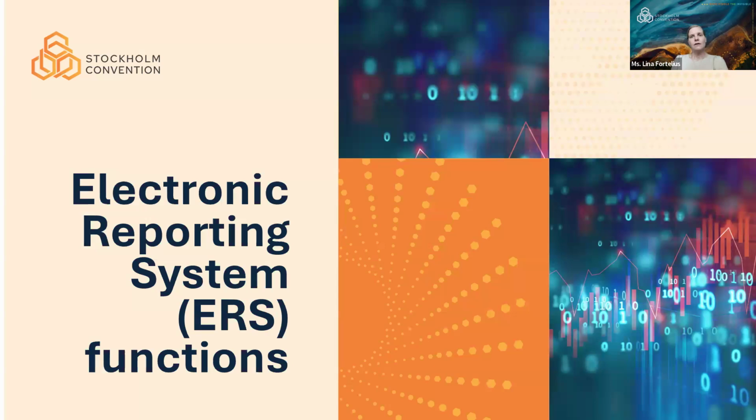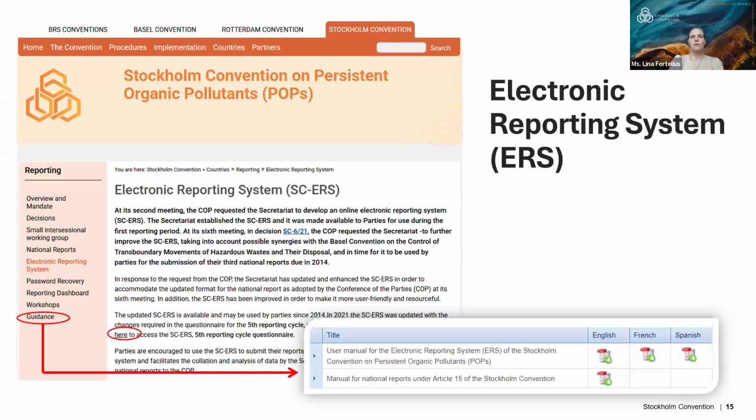Okay, now let's go into the electronic reporting system and its functions. So you can find the link to the current reporting cycle on the convention website under countries. You go to the Stockholm Convention website, and then you click on countries, and there is a sub-item called reporting, and then you find a link to the electronic reporting system. And if you click on that, you will come to the national report for your country. And there is also the guidance you can access from this page.